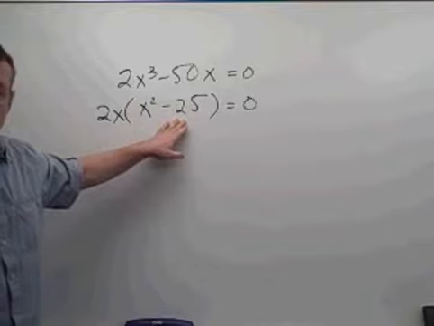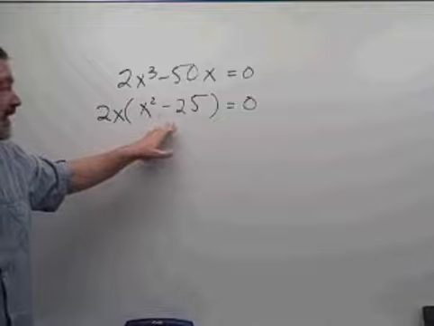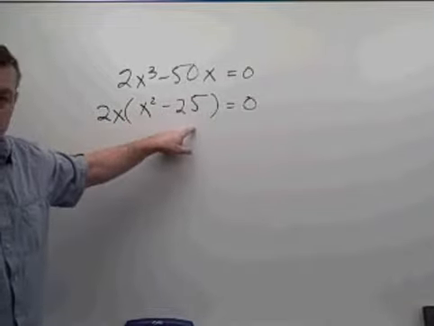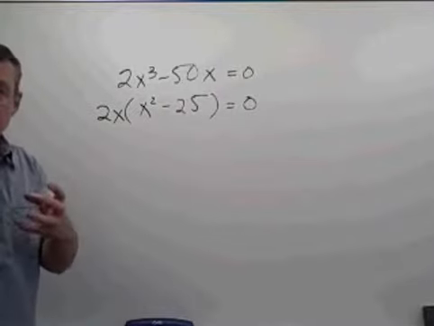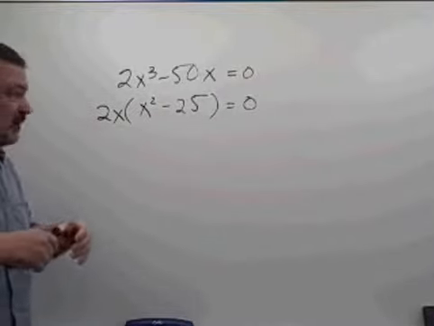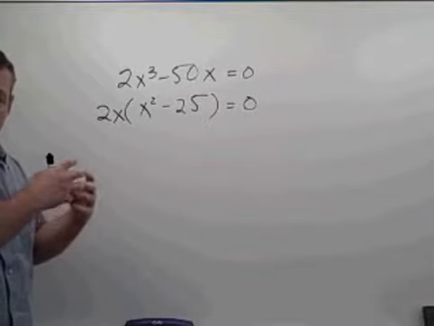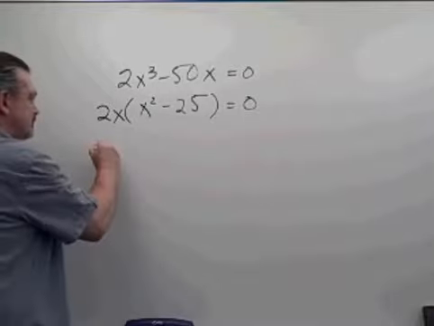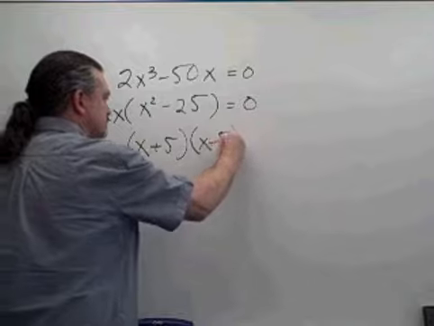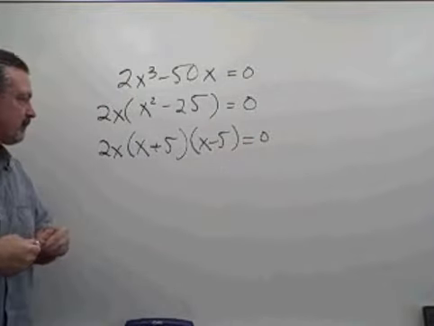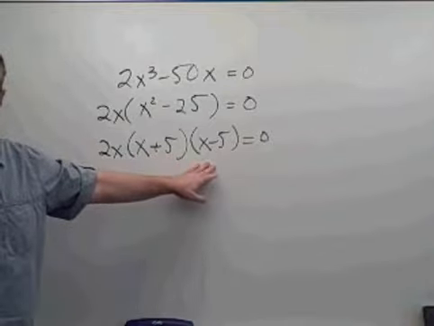And hopefully you would recognize this quadratic expression, this binomial, as being factorable as the difference of two squares. X squared minus 5 squared. Remember, the difference of squares always factors into the two terms, one with addition and the other with subtraction. X squared minus 25 factors into x plus 5 times x minus 5.